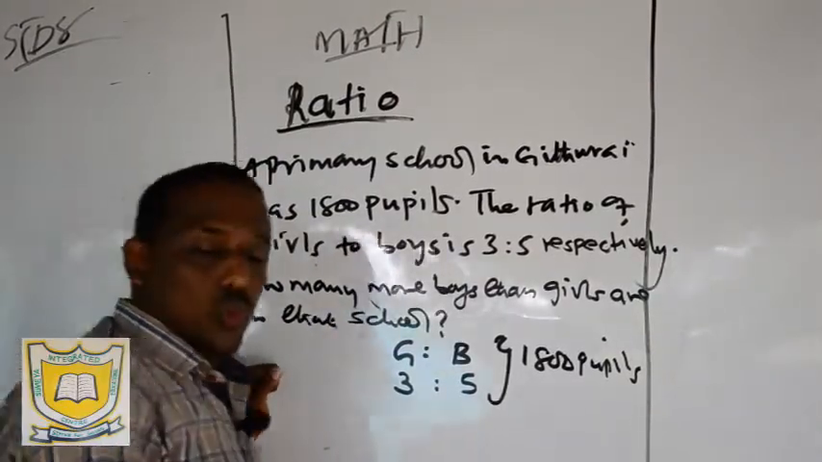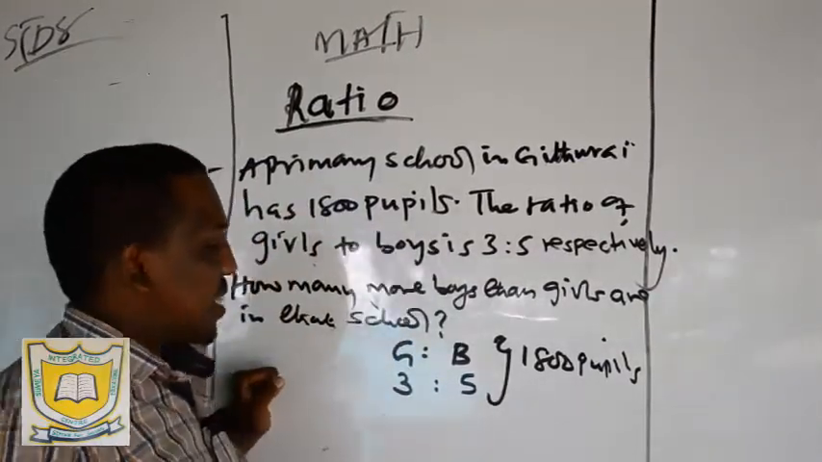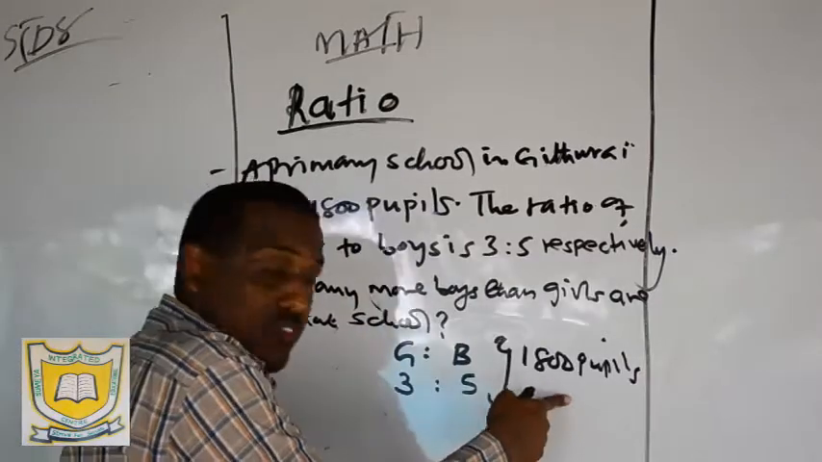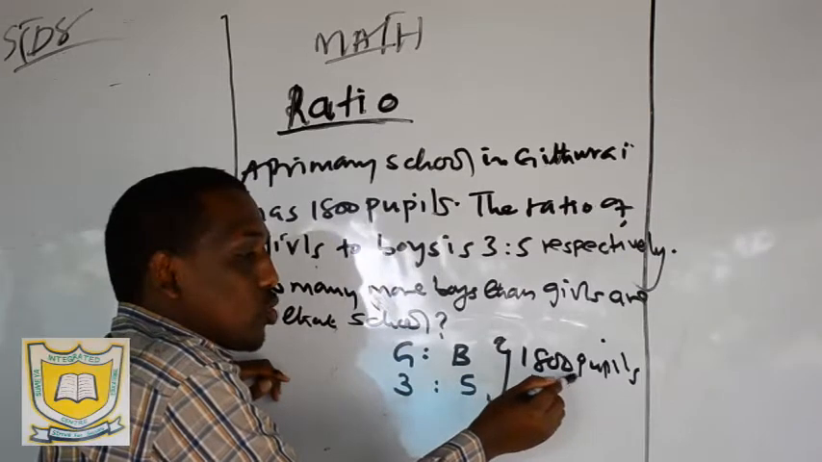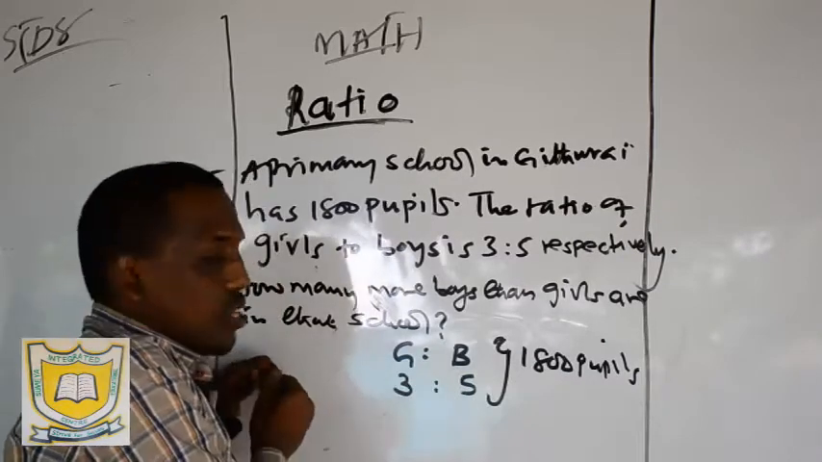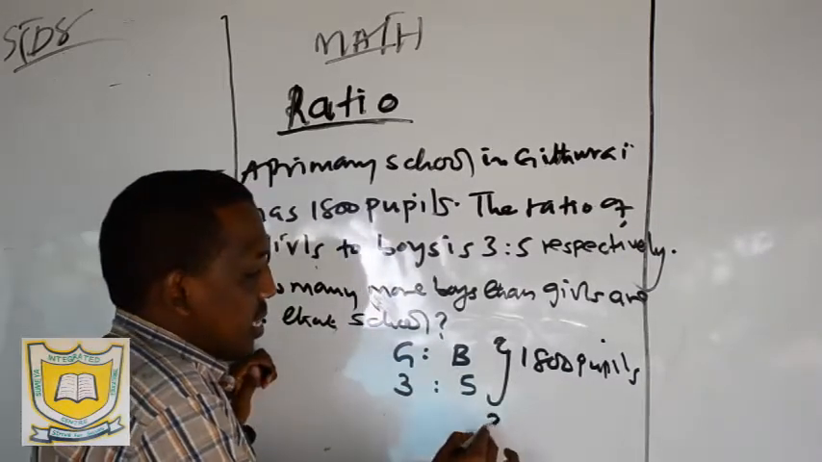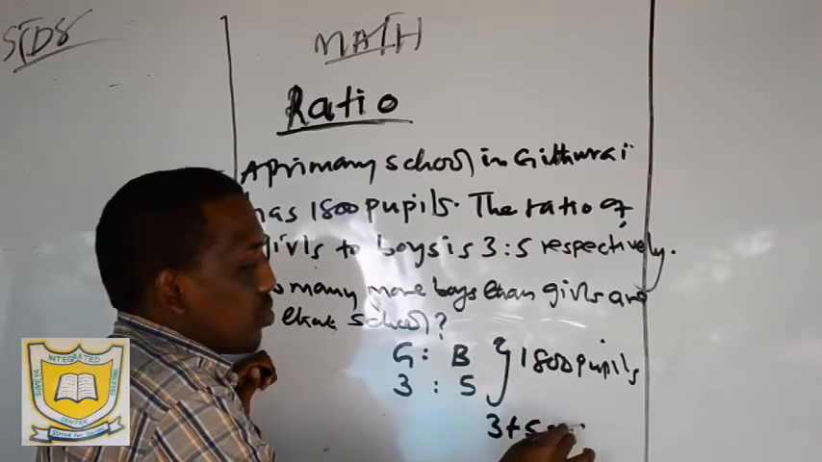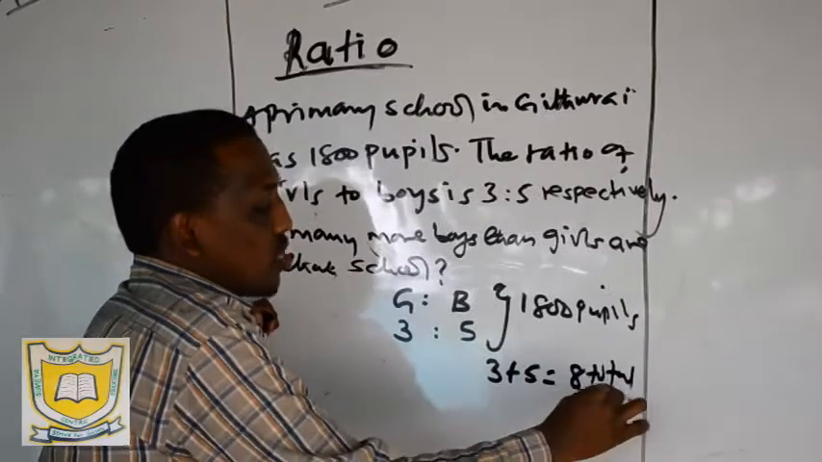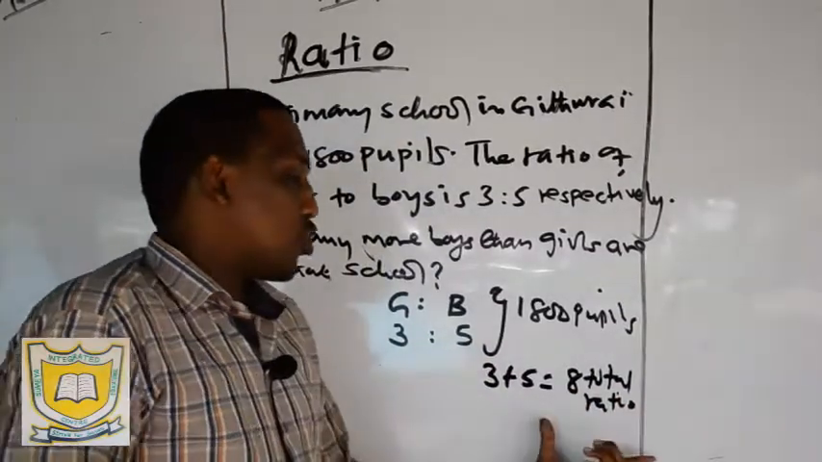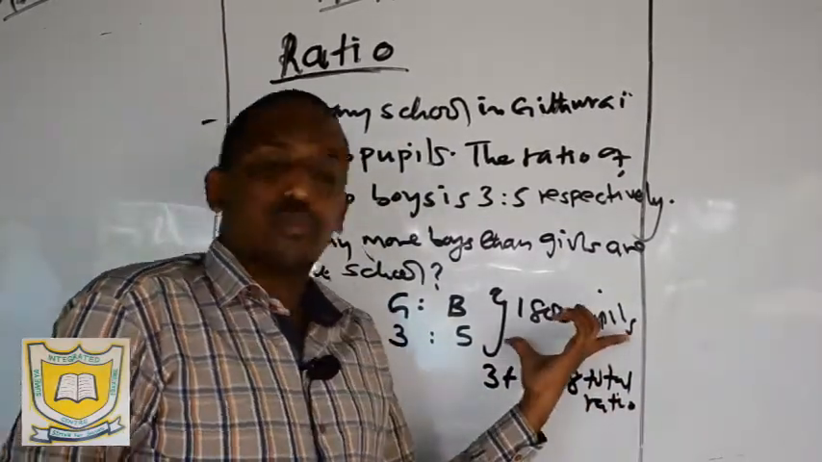So there are 2 ways we can do this. The first thing, this is the total number of pupils. The ratio of this total number of pupils is the total ratio. So the total ratio here is 3 plus 5, which equals 8. Since this is the total ratio, the total ratio is equal to the total number of pupils.